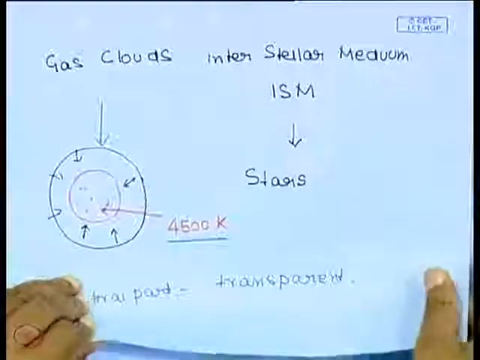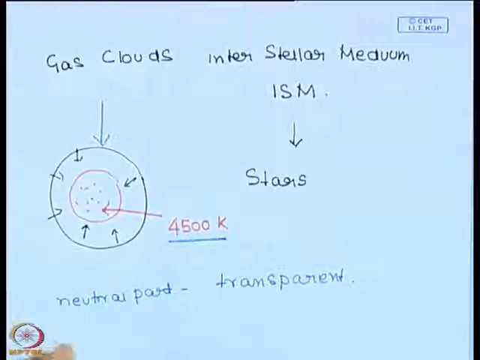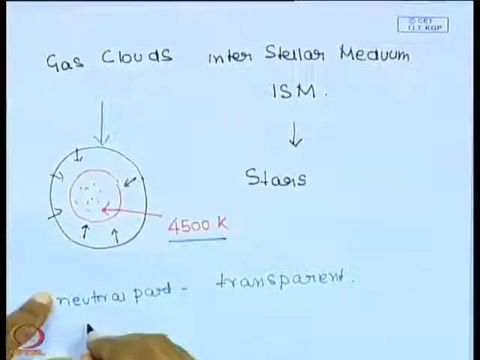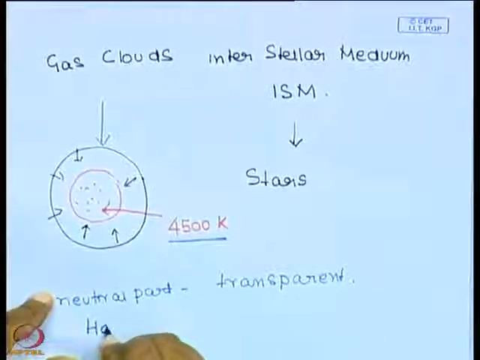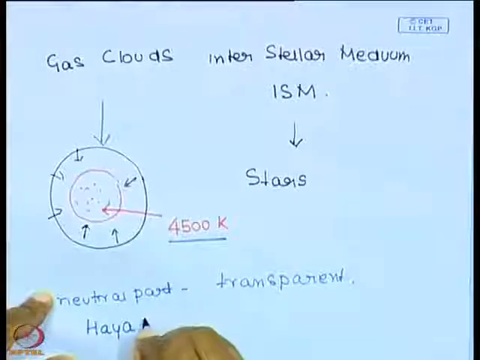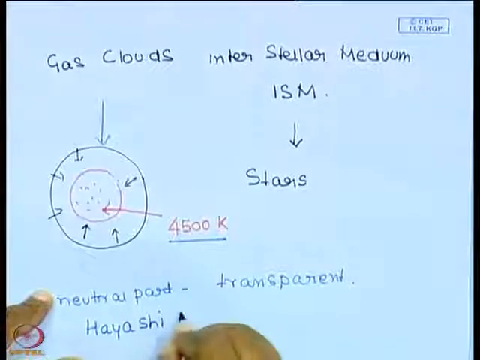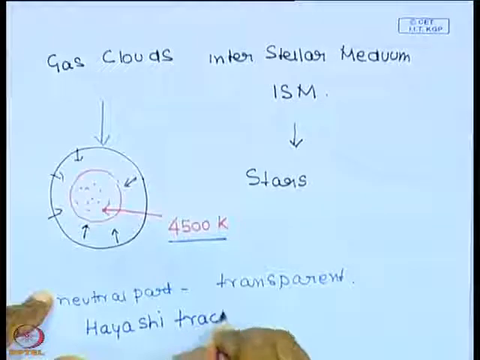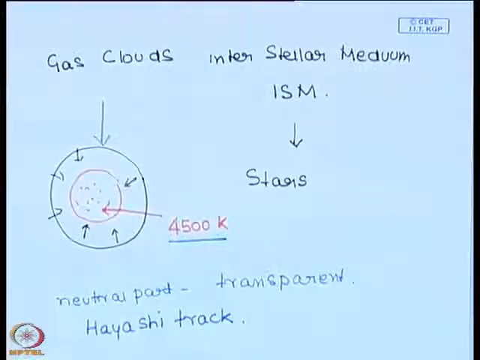So, the track of a cloud that is collapsing to form a star is represented on the HR diagram by what is known as a Hayashi track. He was the Japanese scientist who worked these out. So, it follows what is called a Hayashi track on the HR diagram. Let me draw that.